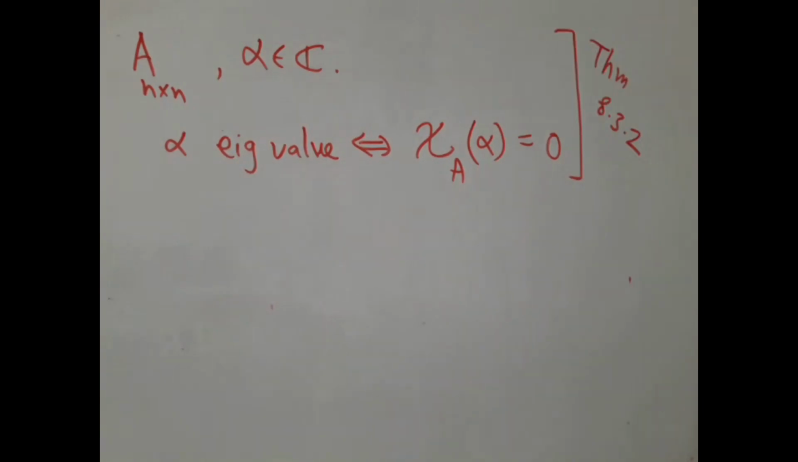So this was Theorem 8.3.2 and it sort of settles the question about finding an eigenvalue. You construct the polynomial, find its roots, and you get the eigenvalue. Now we come to the next half of the problem. How do I find eigenvectors corresponding to this eigenvalue?